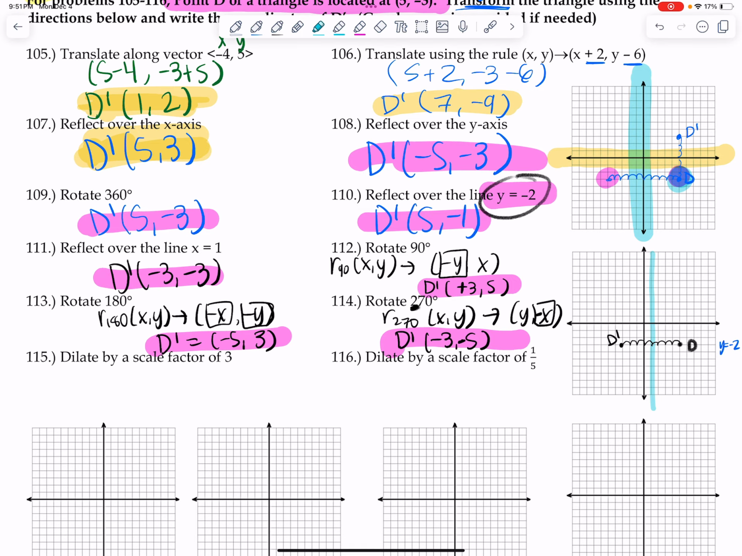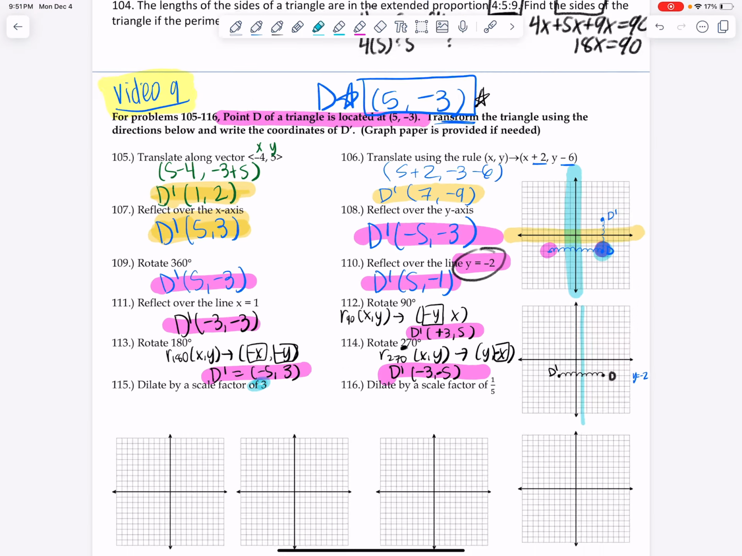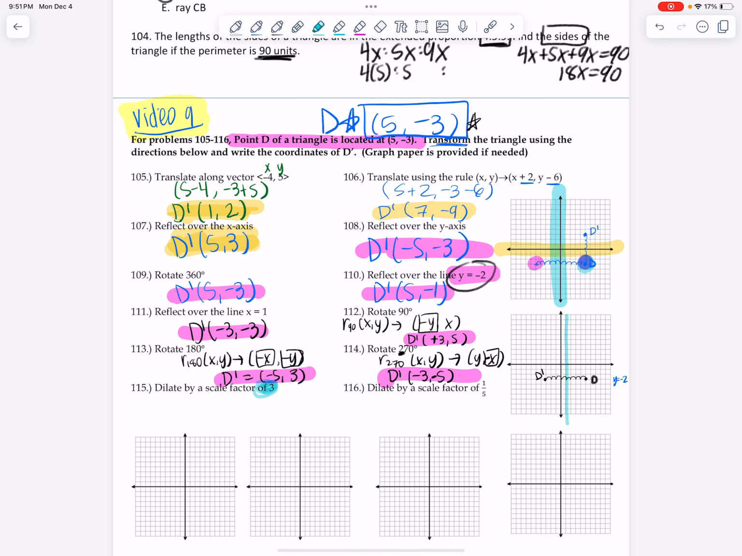Dilate by a factor of 3. That is when you're dilating it, you're making it bigger or smaller. When I say k, I just mean the scale factor. Dilation of k. K is scale factor. So that means I'm going to make it 3 times bigger. You take that 5, -3, and you multiply both of those pieces by 3. So times 3, times 3, that is going to be at 15, -9.